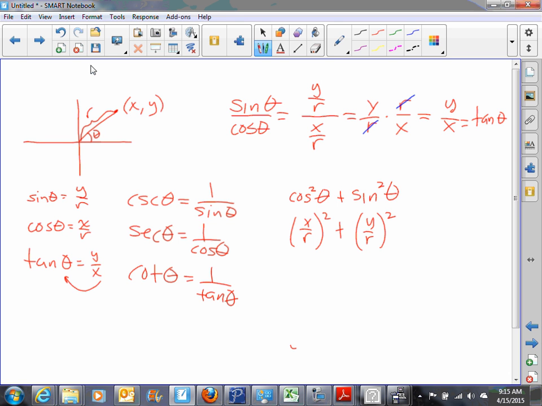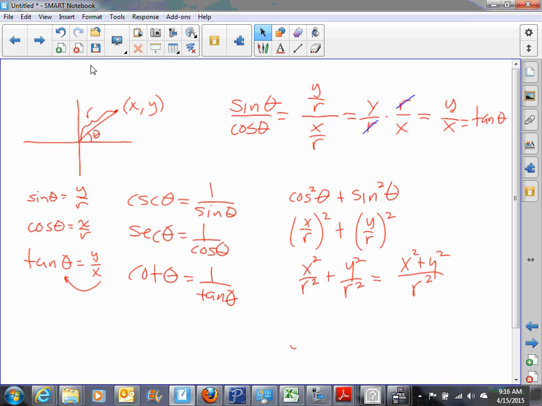Now, obviously, that makes x squared over r squared plus y squared over r squared. But when you're adding fractions with the same denominator, you add the numerators, keep the denominator. So that becomes x squared plus y squared over r squared. Now let's just stop for a moment and look back here at our original diagram.